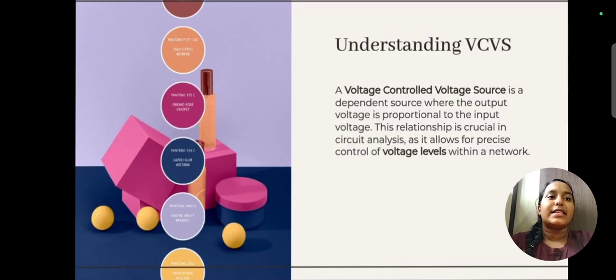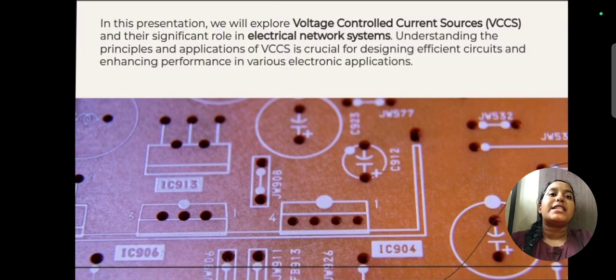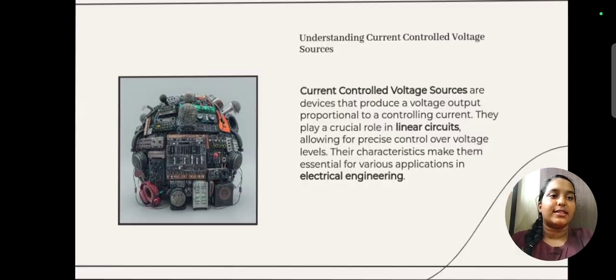Understanding VCVS: a voltage controlled voltage source is a dependent source where the output voltage is proportional to the input voltage. This relationship is crucial in circuit analysis as it allows for precise control of voltage levels within a network. Now we will explore the voltage controlled current source and its significant role in electrical network systems. Understanding the principles and applications of VCCS is crucial for designing efficient circuits and enhancing performance in various electronic applications.